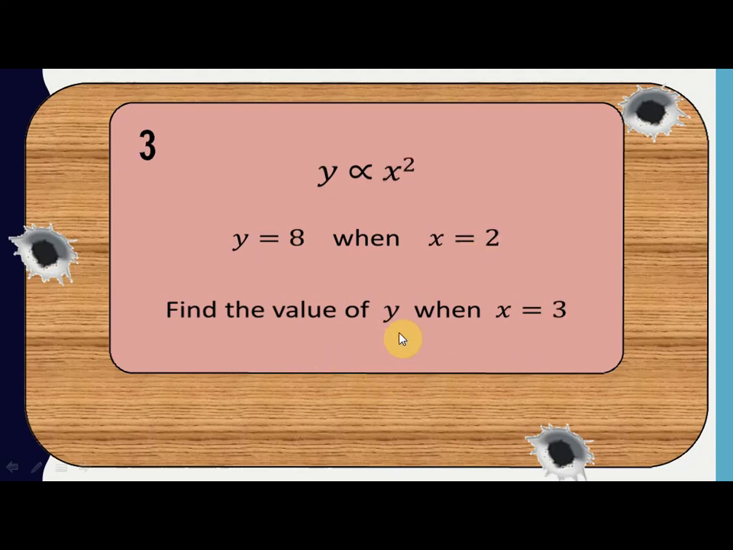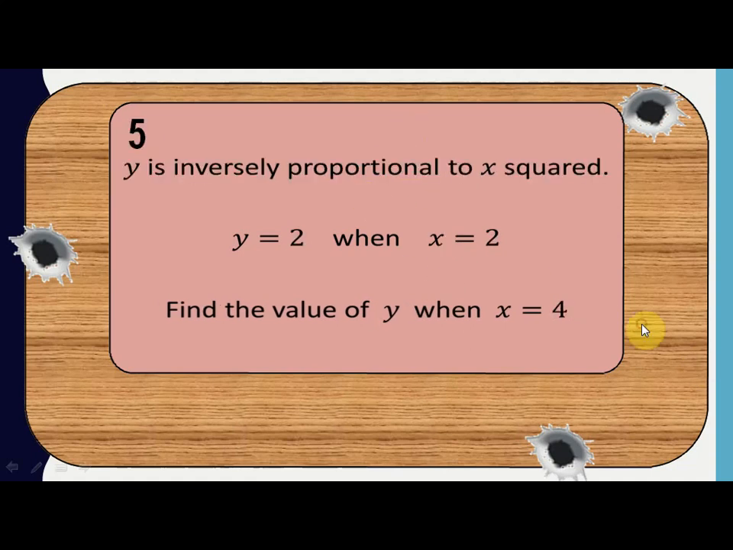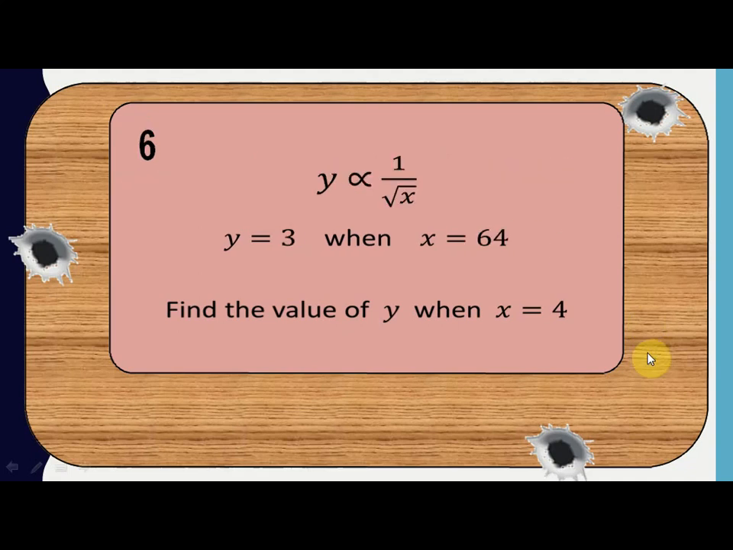Then question number 3. This assignment contains a total of 15 questions. Each question has 2 marks, so the total assignment marks is 30. You have to submit the assignment in the classroom, everyone. It is compulsory. Question number 3 is y is directly proportional to x squared. Question number 4 is y is directly proportional to the square root of x. Question number 5 is y is inversely proportional to x squared. And question number 6 is y is directly proportional to 1 over the square root of x.